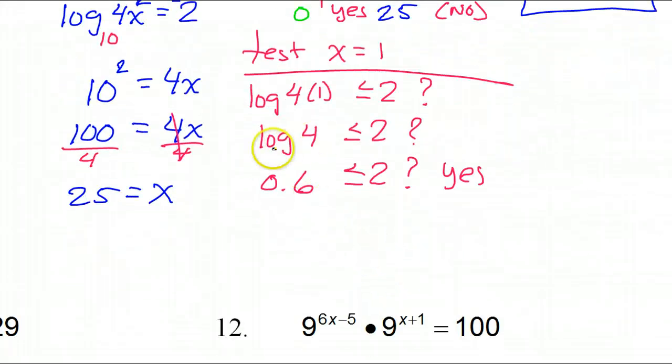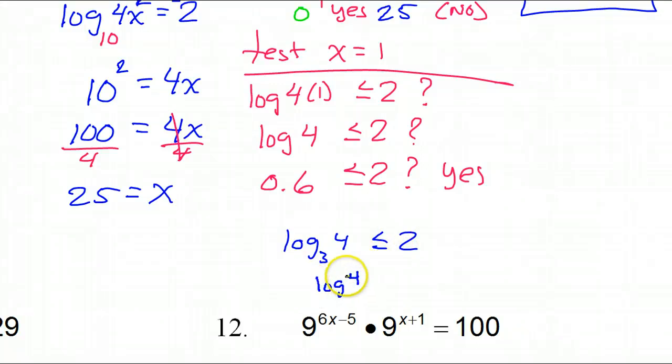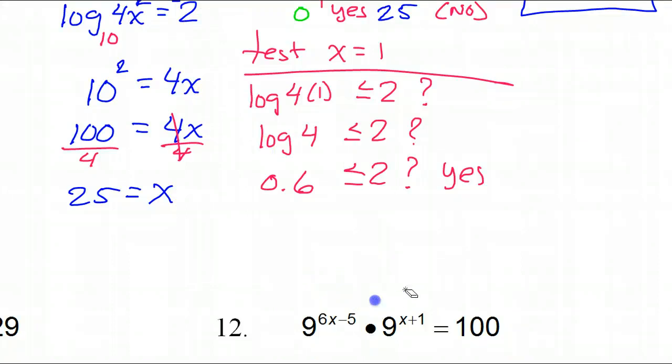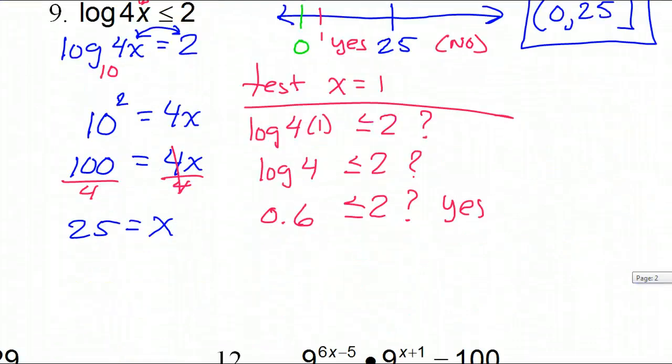Please understand, when we did the log of 4 and we put that in the calculator, I easily could have given you one that had a base other than 10. So let's say this had been log base 3 of 4, and we were checking to see if that was less than or equal to 2 maybe. Please understand, you would have to do the change of base then. You would do log of 4 over log of 3, and you'd get your decimal that way. Okay, that was just a quick hypothetical. Alright, so that was number 9.